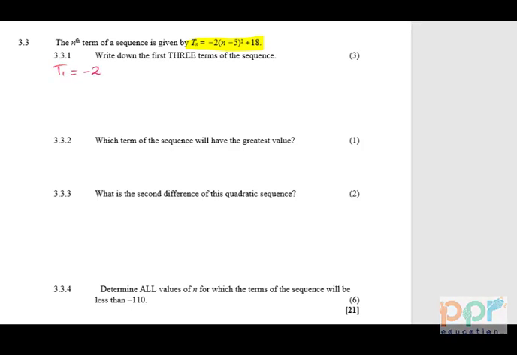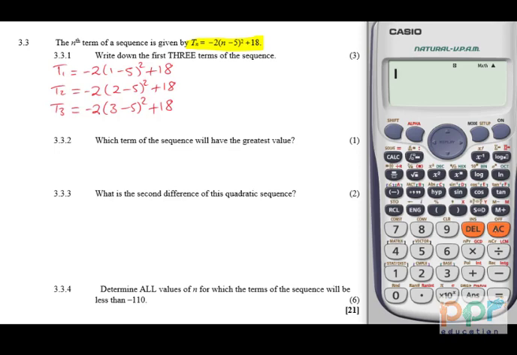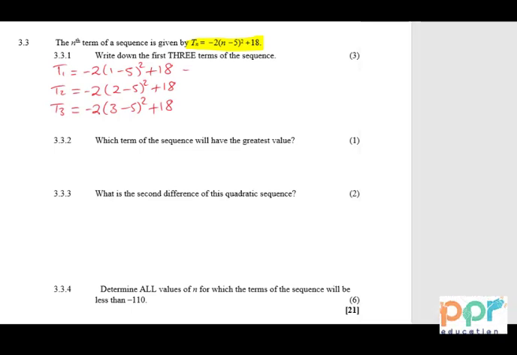So we have minus 2 into 1 minus 5 all squared plus 18, as well as the second term, where we put minus 2 into 2 minus 5 all squared plus 18. Then for the third term we say minus 2 into 3 minus 5 all squared plus 18. If you put this in the calculator, you will have minus 2 into 1 minus 5 all squared plus 18, then the answer is negative 14. So the first answer here is negative 14.